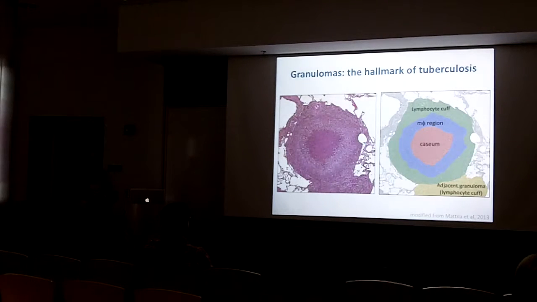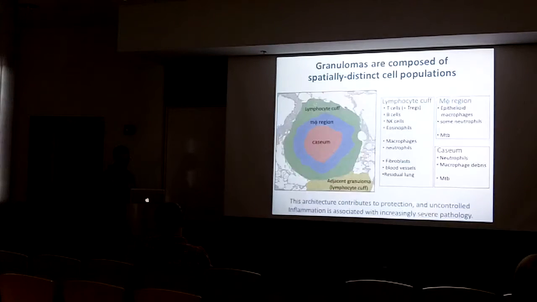So this is a prototypic caseous granuloma, a non-necrotic granuloma, you'll sometimes hear it referred to as. So here's a region of caseum. This is a poorly defined cheese-like material. Around that, these are epithelioid macrophages. And then just outside of that, this is the lymphocyte cuff. And then you can see this adjacent uninvolved lung that's largely separate from the site of infection.